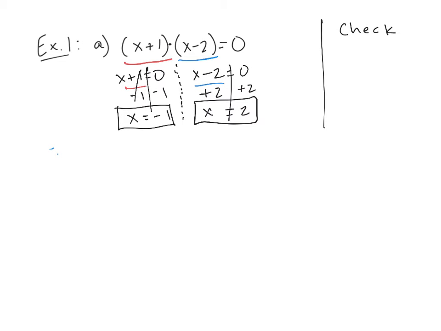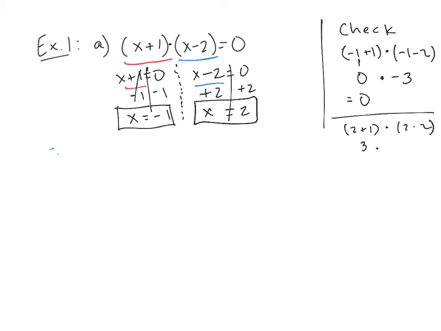And if I check that by plugging it in, if I plug in a negative 1, I'd have negative 1 plus 1 multiplied by negative 1 minus 2. Negative 1 plus 1 would make 0. Negative 1 minus 2 would make negative 3. And 0 multiplied by negative 3 is 0. As soon as one of those numbers is 0, I know it's going to multiply to 0. And then for the other one, I would have 2 plus 1, which is 3, multiplied by 2 minus 2, which is 0. And 3 times 0 is also 0, right? So my other check is going to make 0 as well.